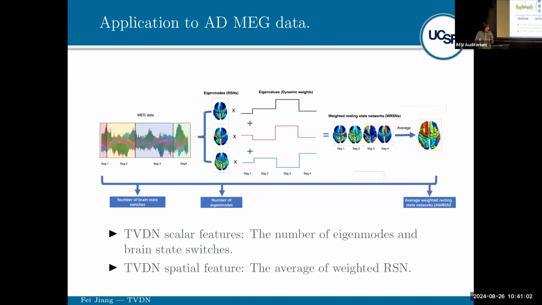Later on, we have another paper applying this method to our current cohort. Our current cohort has 88 AD samples and 88 age-matched control samples, from MEG data. We extract the TVDN scalar features, that is the number of eigenmodes, meaning the number of eigenvectors, and also the brain state switches. We also extract the spatial feature, that is the average weighted resting state network.